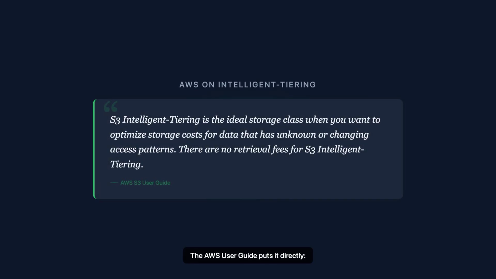The Amazon Web Services user guide puts it directly. Intelligent tiering is the ideal storage class when you have unknown or changing access patterns, and there are no retrieval fees. That second sentence matters. It's what separates intelligent tiering from the IA classes we're about to look at. With intelligent tiering, you never get hit with a per gigabyte fee when you finally read an object back.